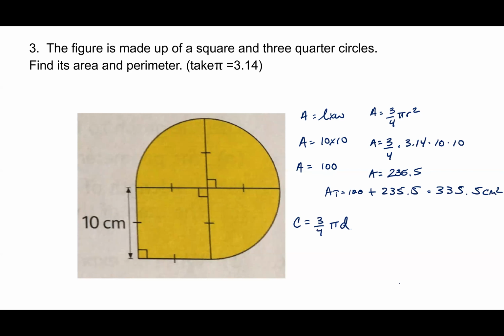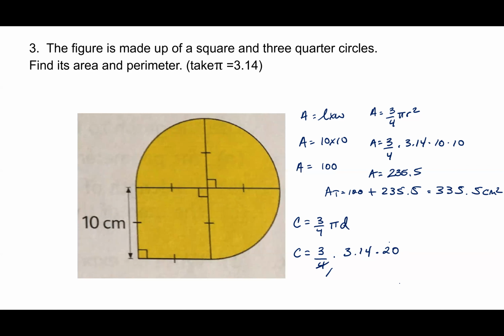Okay, 3/4 pi d, good. And then what? Okay, hold on. I bet the next step that you had actually was right here. You did 3/4 times 3.14 times 20, right? Is that what you did?